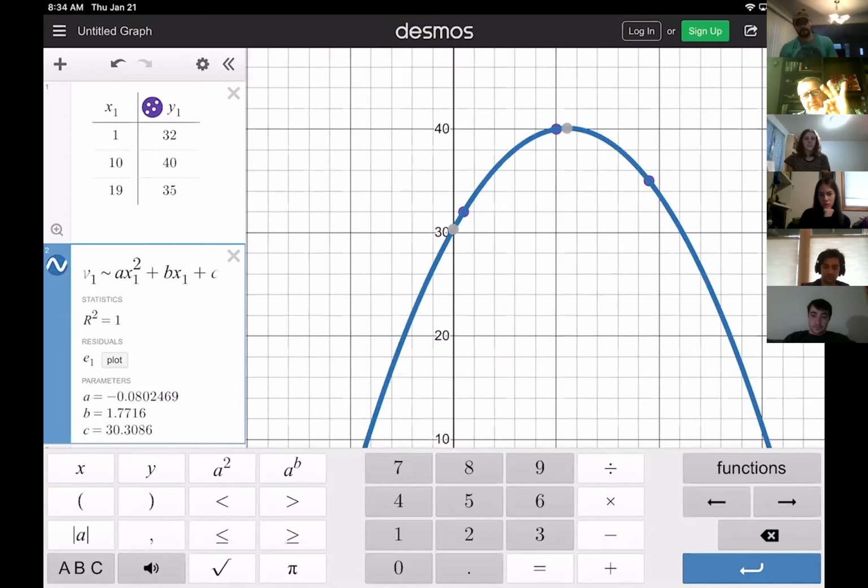But does it make sense? I have 3 points here. And so if I were to plug in the first equation, if I put in 32 for Y and 1 for X, I would have 32 equals A plus B plus C. That's an equation with 3 unknowns. Well, I have 3 points. So I'm going to have 3 equations, 3 unknowns. There is one answer to 3 equations, 3 unknowns.